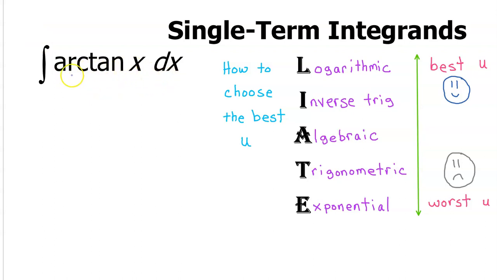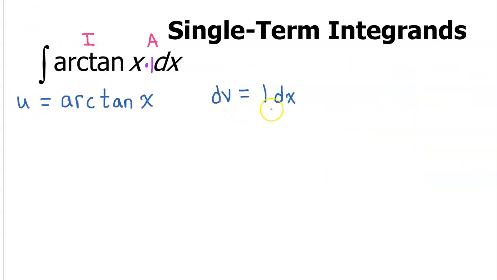All we have to do is think of this as arctangent x times 1. So we have an inverse trig factor and an algebraic factor. Inverse trig is better than algebraic for u. So let's let u equal arctangent x. That means dv is 1 dx.